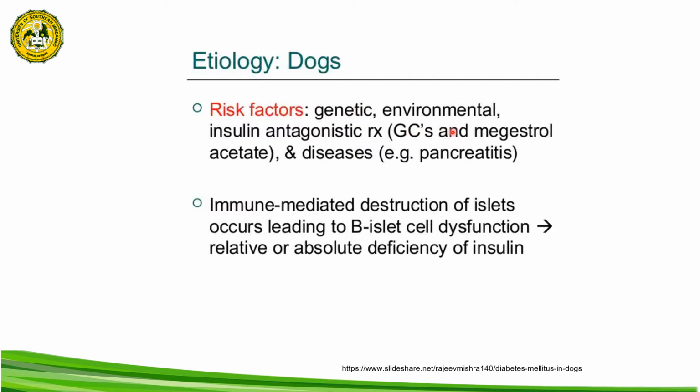Environment. So this could include the type of diet that the dog has. We also have different drugs that are antagonistic to insulin. So for example, we have here the glucocorticoids and the melengestrol acetate, as well as diseases such as pancreatitis. So one of the drugs that is antagonistic to the action of insulin is the glucocorticoid.